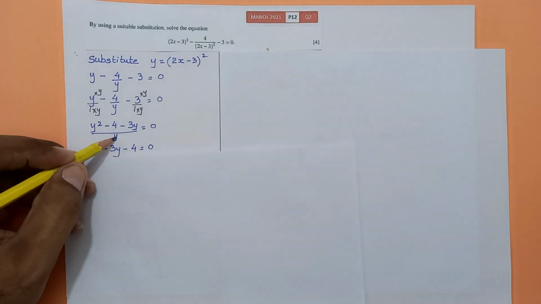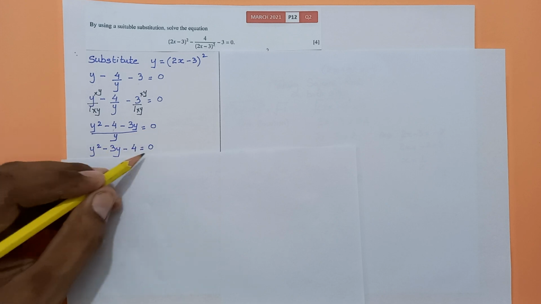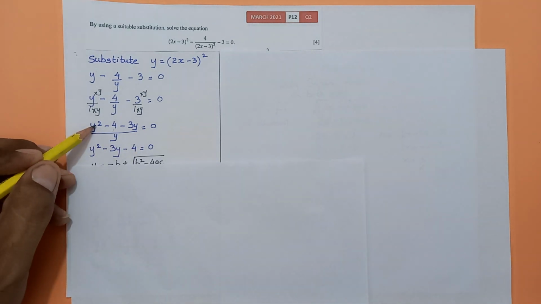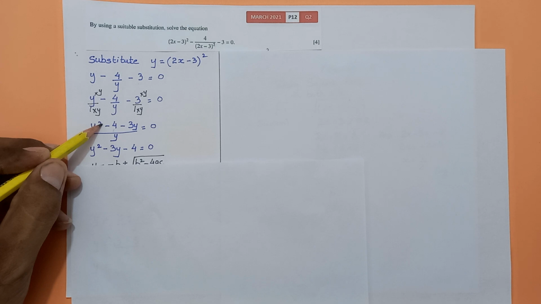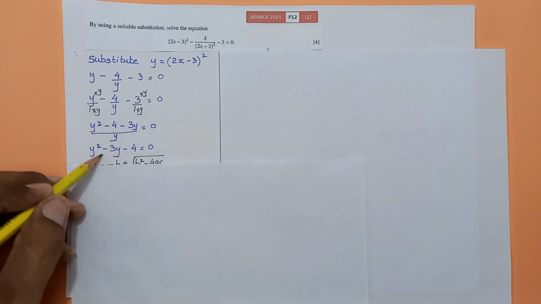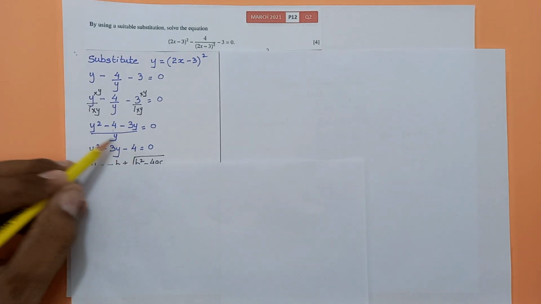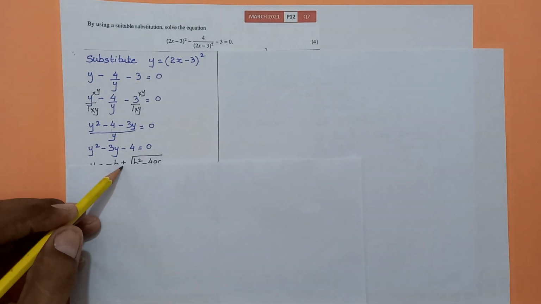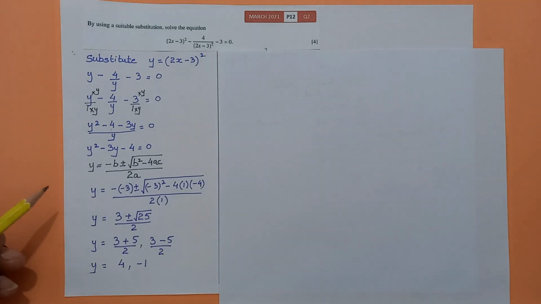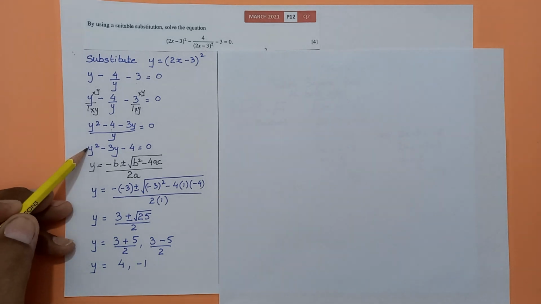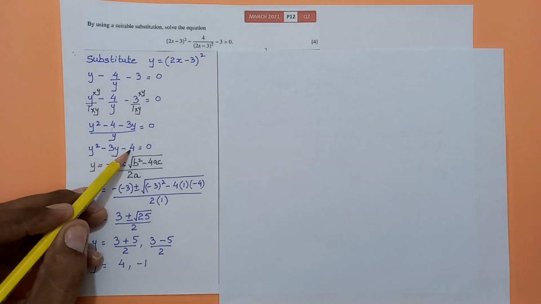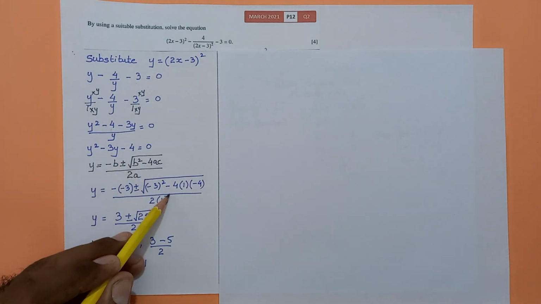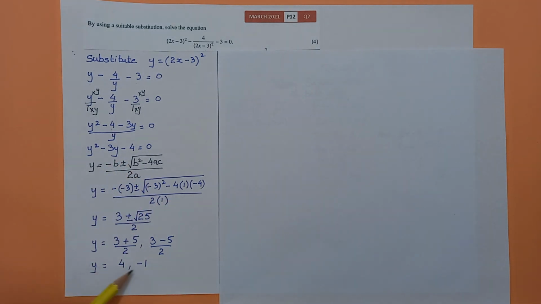And when we go for cross multiplication, this y when multiplied by 0 would become simply 0, and after rearranging it, it would become y² - 3y - 4 = 0, as we have done. So finally we have a proper standard form of quadratic equation. We can use the quadratic formula, placing the values of a as 1, b as -3, c as -4, simplify it and get the two values of y, which are 4 and -1.